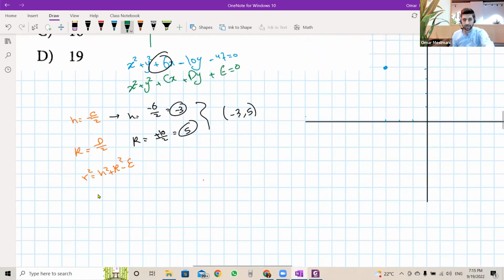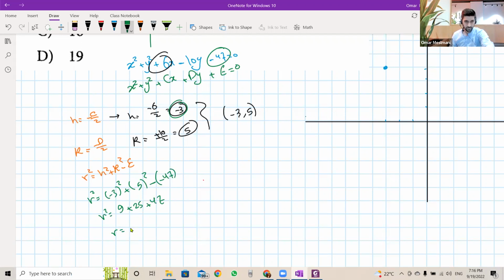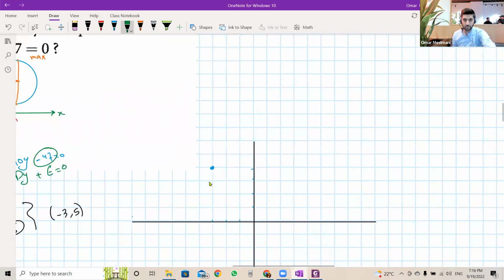The radius is going to be represented by R square equals H square, which is negative 3 square, 9, plus K square, 5 square, minus E. E from the question is negative 47. So minus negative 47. So 3 square is 9, plus 25, plus 47. If you add them all, you will get 81 as R square, which means that R equals 9. The radius is 9.